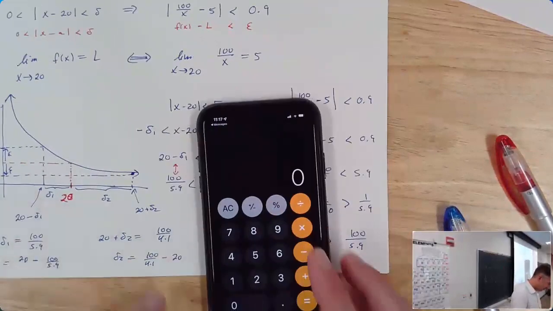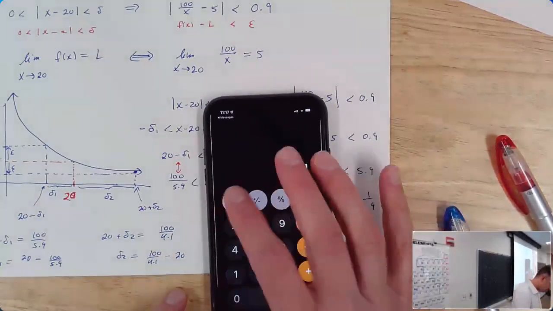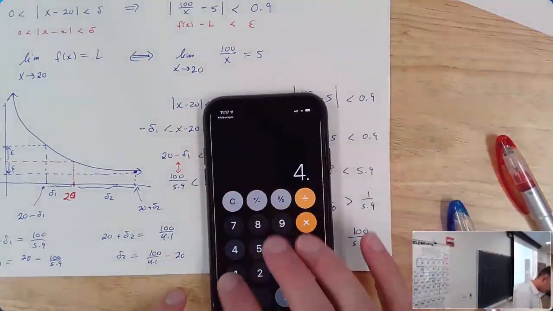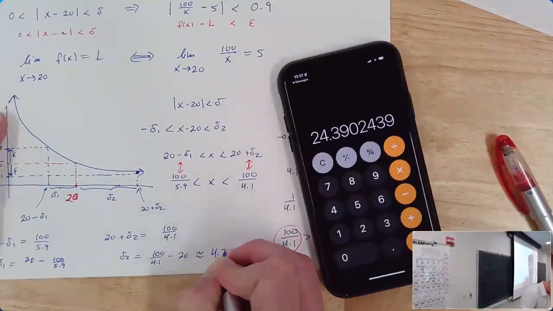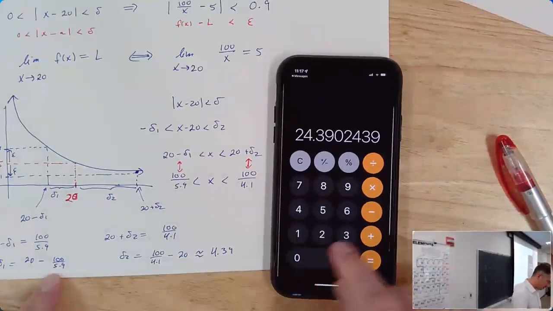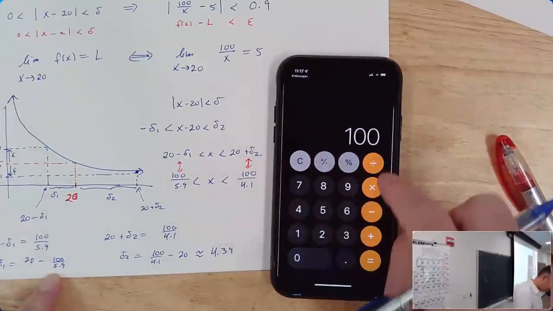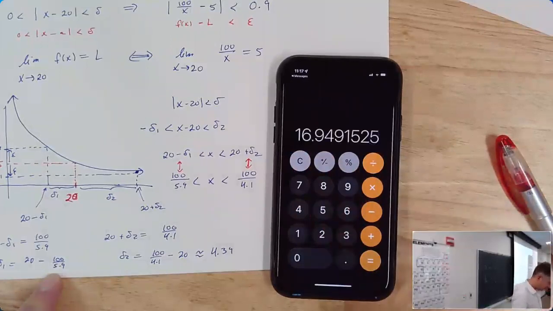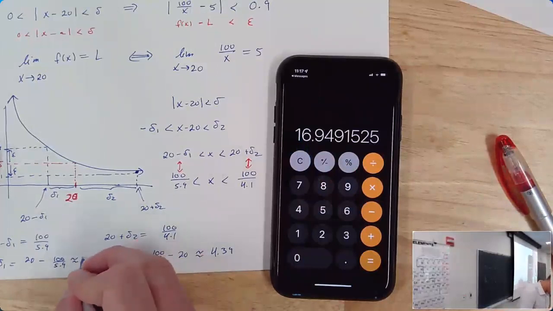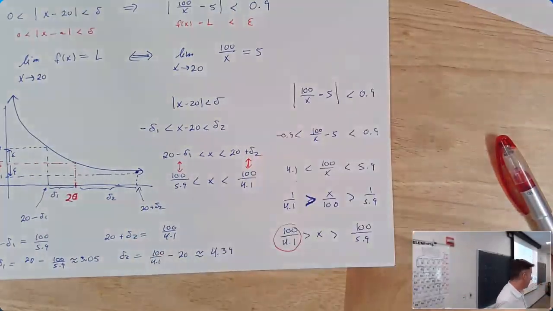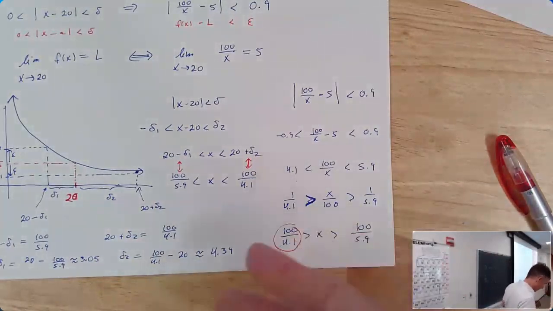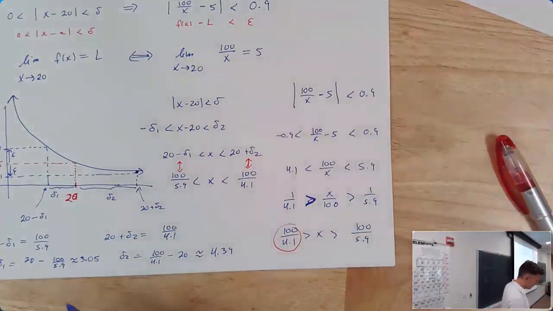So let's see, I have 100 over 4.1 minus 20. So I'm going to get 4.39 approximately. And 100 over 5.9. And if I subtract 20 from that, 20 minus 16.949 is approximately 3.05. So delta 1 is the smaller value. Right? We see that with our eyes. It is right there for sure. Delta 1 is the smaller of the two.